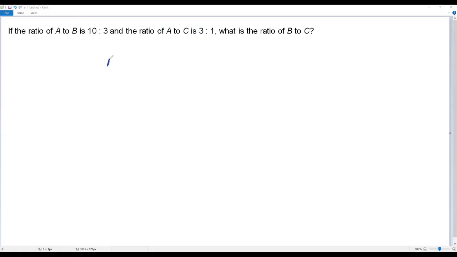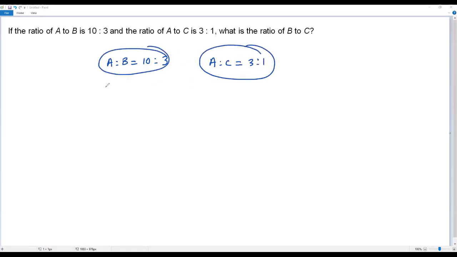Okay, first let me write the given ratios. That is A to B equals 10 to 3 and A to C equals 3 to 1. In these two ratios, what do we find in common? We find A in common, and the number corresponding to A in the first ratio is 10 and in the second ratio is 3. Whenever we solve this kind of problem on ratio, we have to get the same number for the stuff we find in common in the two ratios. So we have to get the same number for A in both the ratios.